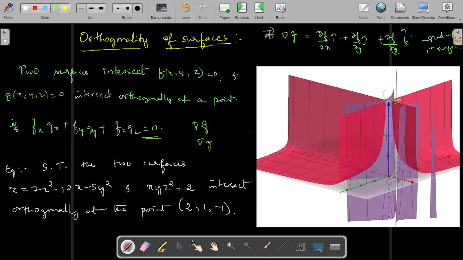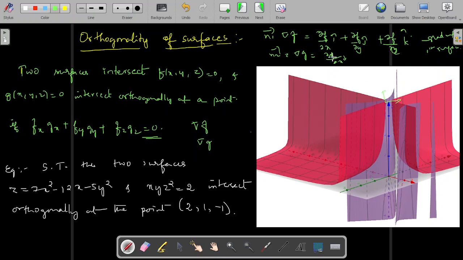So you can name it as n1 vector. n2 vector is nothing but the gradient of the second surface. That is dou g by dou x into i cap, same thing, plus dou g by dou y into j cap plus dou g by dou z into k cap. So these are the normals to those surfaces respectively.